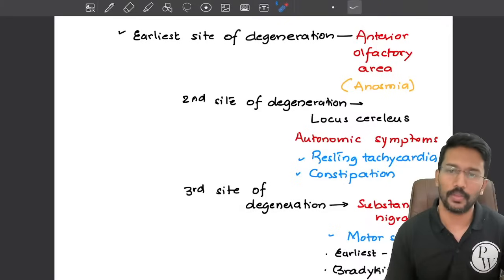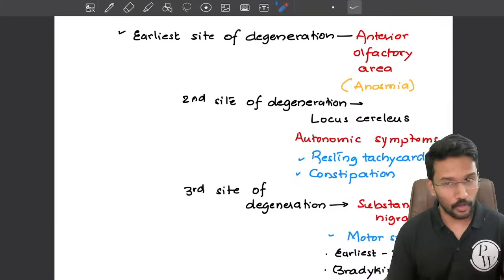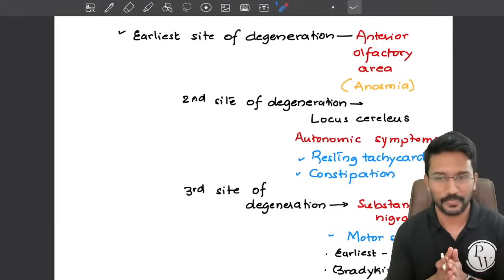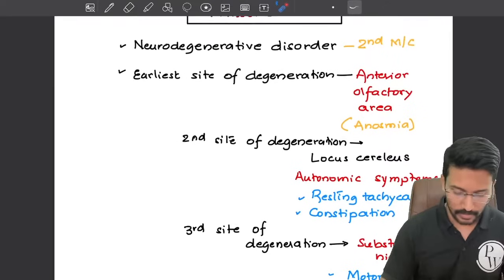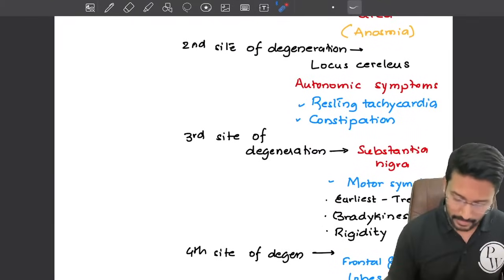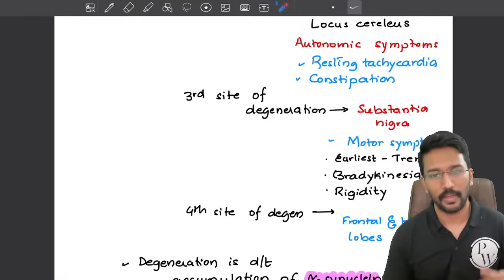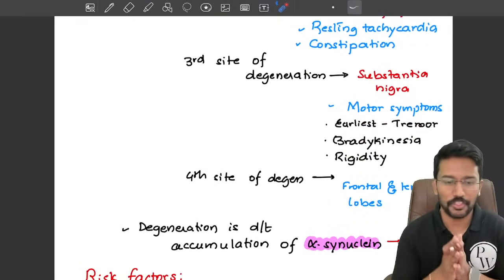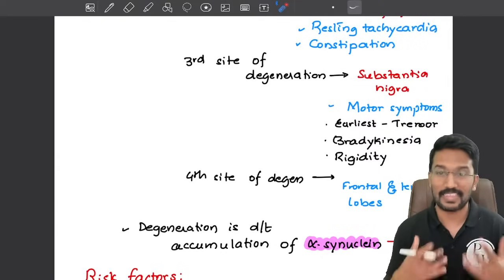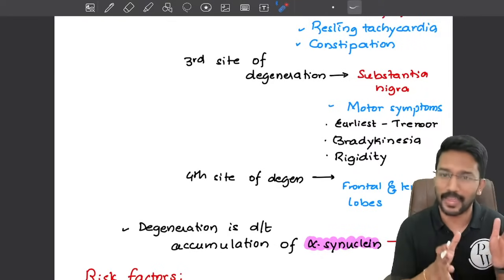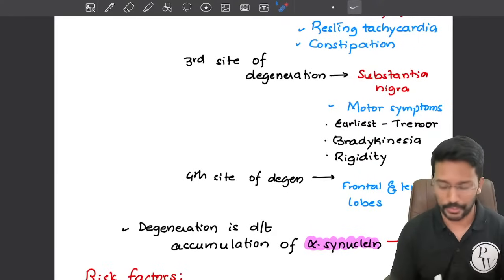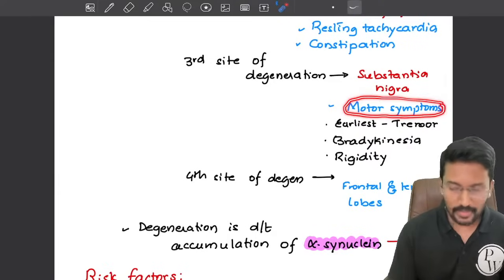If you remember, I had told you in the offline classes that many of my Parkinson disease patients are not happy with me because I am not able to solve their constipation problem, right? Okay. Then after the degeneration has happened in the anterior olfactory area and the locus coeruleus, it involves the substantia nigra. And substantia nigra is part of basal ganglia, right? Being part of basal ganglia, it is concerned with the regulation of movement. It is a part of the extrapyramidal system, which is concerned with regulation of movement, and we lose that regulation, and that results in motor symptoms, right?